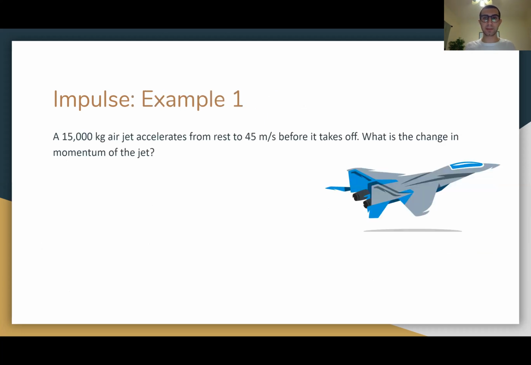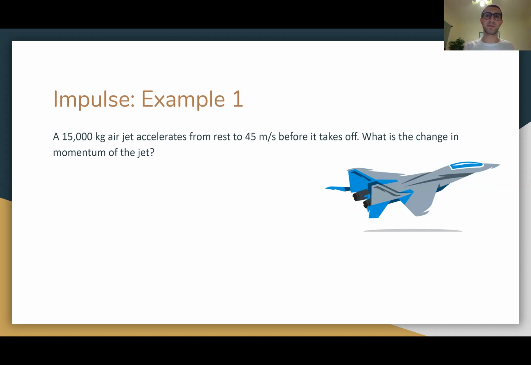So let's do out some example problems. The next example problem is a 15 kilogram air jet that accelerates from rest to 45 meters per second before it takes off. What is the change in momentum of the jet? Let's take a second and do this problem out.